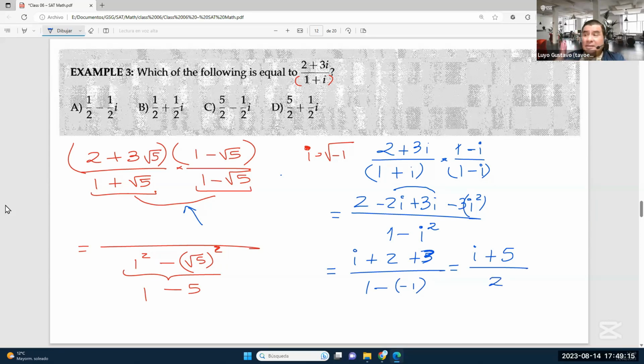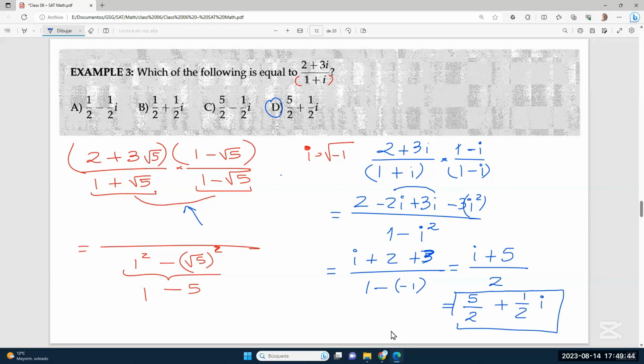Okay, separate this into portions. The real part, 5/2 plus 1/2 times i. So you have there the complex expression. Option D. Okay, that's how you do these divisions.